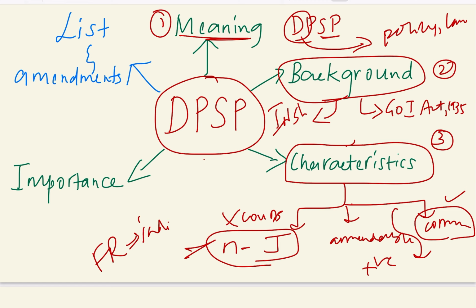Whereas if we see the fundamental rights, it is like prohibiting the state from doing certain things, right? Hence fundamental rights are negative obligations, whereas DPSP is positive obligations, because it is asking the state to do certain things while making the policies and laws. That is the reason it is called positive obligations on the state. That is the characteristics of DPSP.